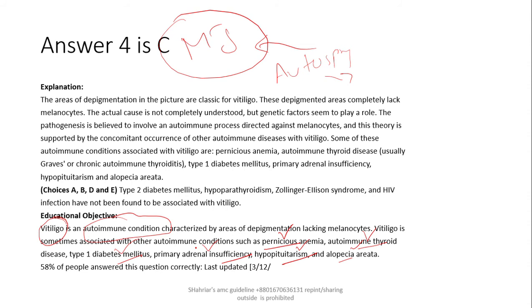So vitiligo is an autoimmune disease and has some association with others. Actually, all autoimmune diseases have some association with other autoimmune diseases. This is a fact.